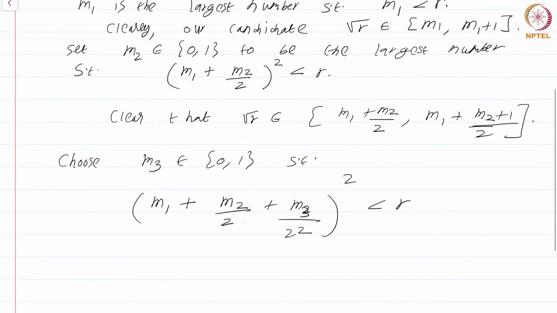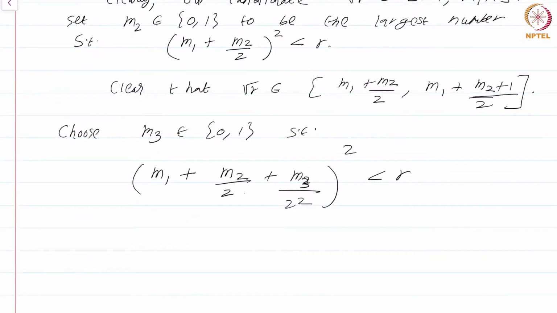Now the previous remark about how m2 is constrained to be in {0, 1} does not apply to m3. It can happen that m3 is 2, so I am specifically restricting it to m3 in {0, 1} just so that it fits in line with what I said about binary expansions. So (m1 + m2/2 + m3/2²) the whole square is less than r. Choose m3 like this. Fine.